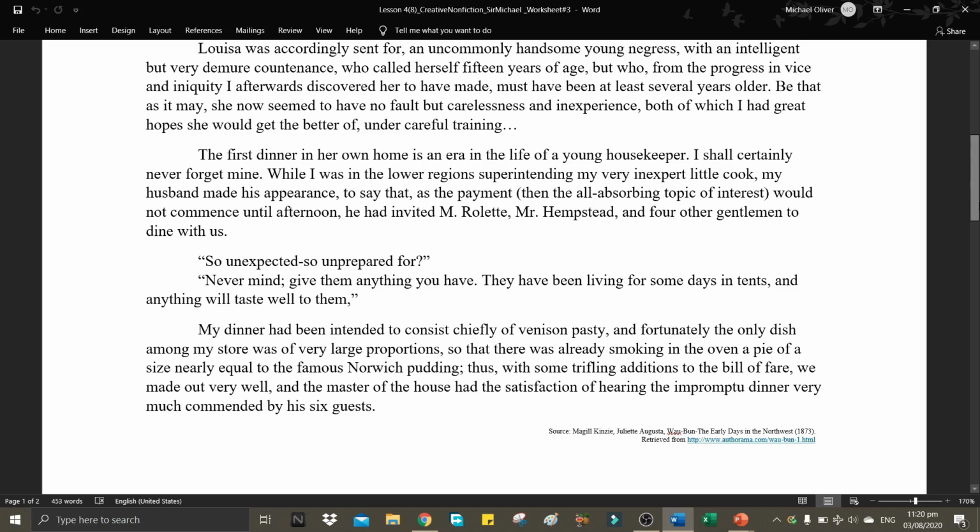My dinner had been intended to consist chiefly of venison pasty, and fortunately, the only dish among my store was of very large proportions, so that there was already smoking in the oven a pie of a size nearly equal to the famous Norwich pudding. Thus, with some trifling additions to the bill of fare, we made out very well, and the master of the house had the satisfaction of hearing the impromptu dinner very much commended by his 6 guests.